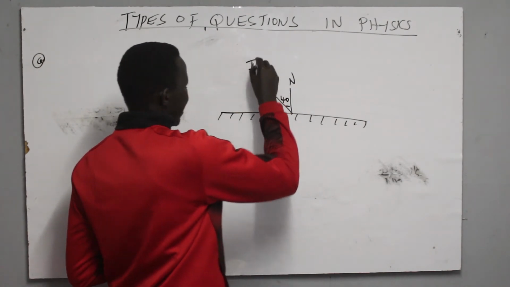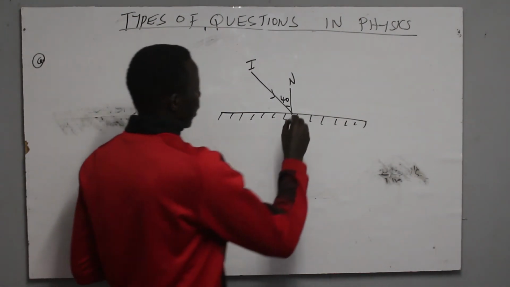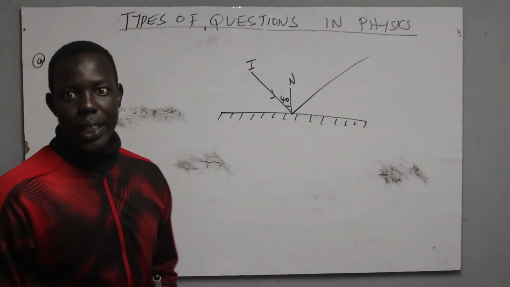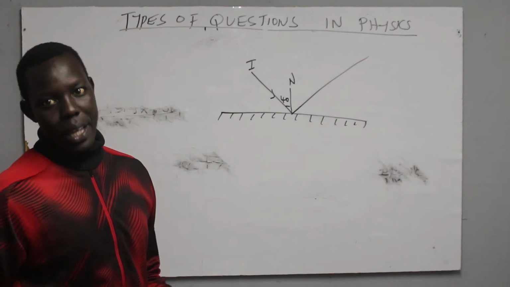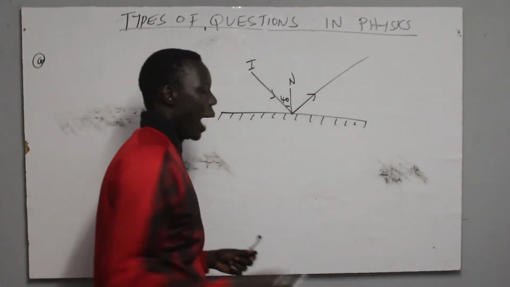This is the incident ray. Complete the diagram. It's very simple. If you just write a line without an arrow, you are in the same position as a person who has not done it. Just put an arrow and get it correctly.